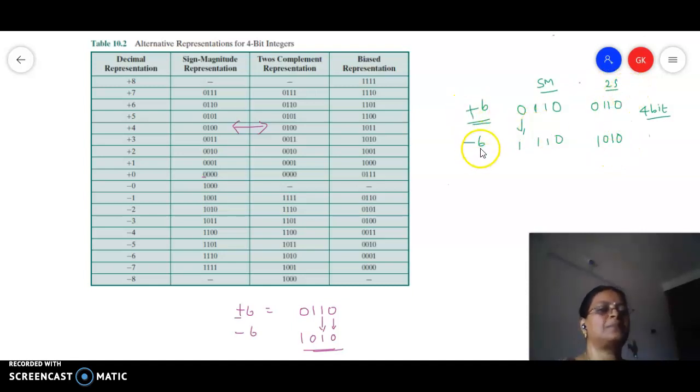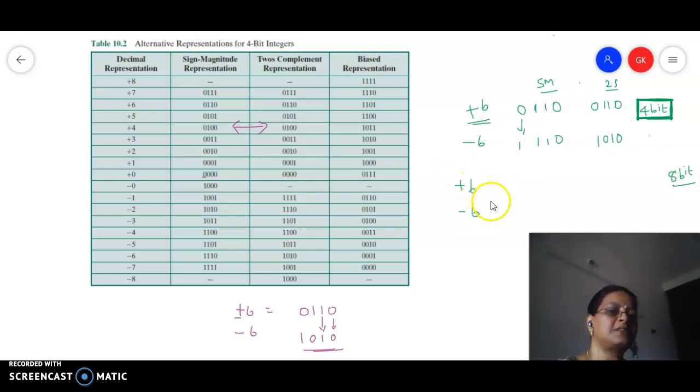So for plus 6 and minus 6, we have discussed how sign magnitude is going to be followed, how 2's complement is going to be followed using 4 bits. Now I want to extend the number of bits used for storing the numbers. So instead of 4-bit, I am just going to change it to 8-bit. Let us see how it is going to be followed now.